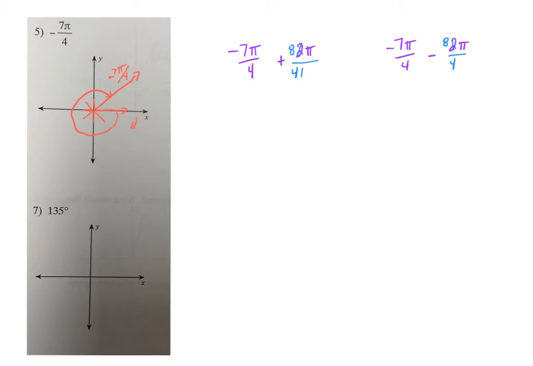And then I'm just going to add and subtract. Negative 7 plus 8 is 1 pi over 4. And negative 7 minus 8 is negative 15 pi over 4. Those would be my 2 coterminal angles here. So I've sketched it and I've given 2 coterminal angles.